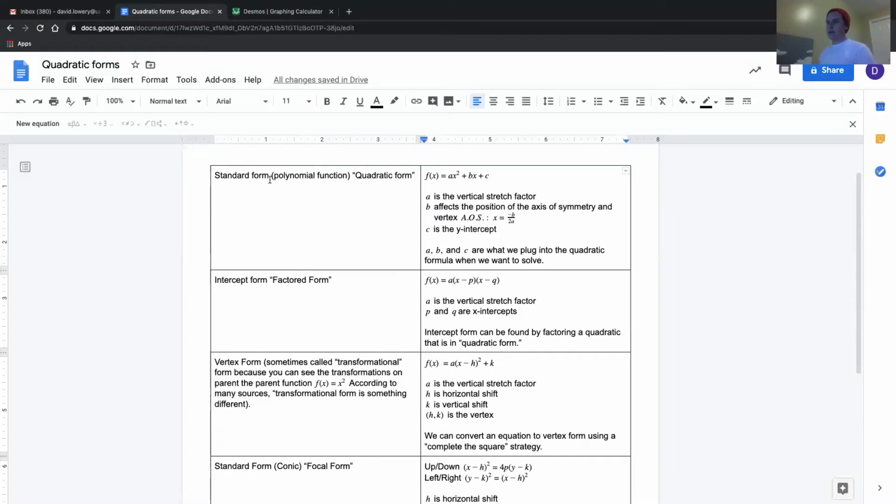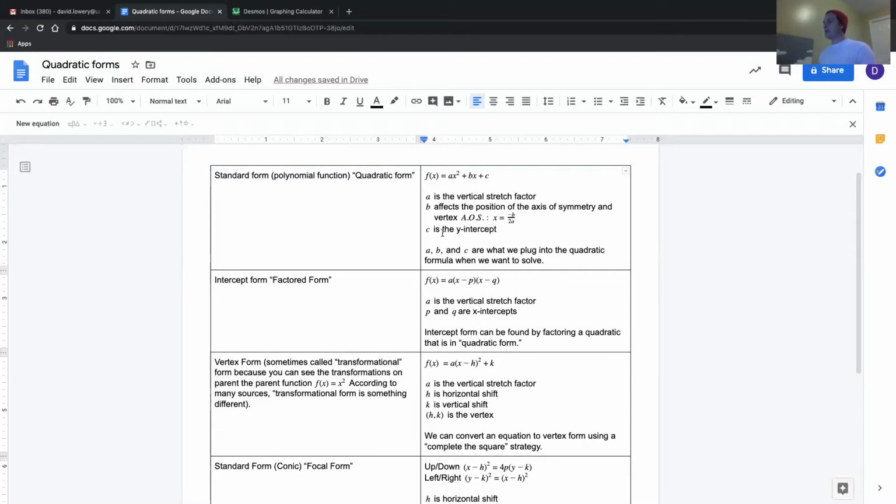Now, again, we talked about how there's standard form for polynomial functions, and quadratics are degree 2 polynomials. So this is how you would see it if you're talking about polynomials. This is standard form for any polynomial. And we have the a, b, and c, and what they stand for and what they do.